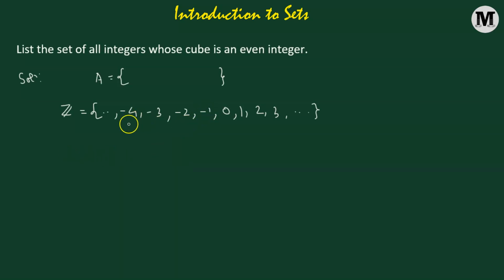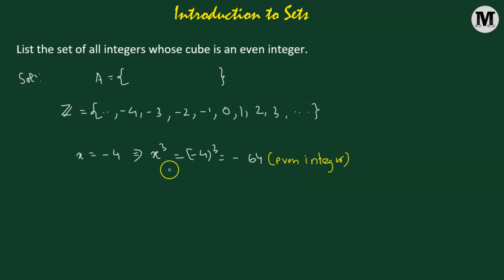For instance, let's say x is an element of the set A, which is an integer, such that if we consider x equal to -4 and we cube it, then we have (-4) cube, which gives us -64, and this clearly is an even integer. -64 is an even integer.